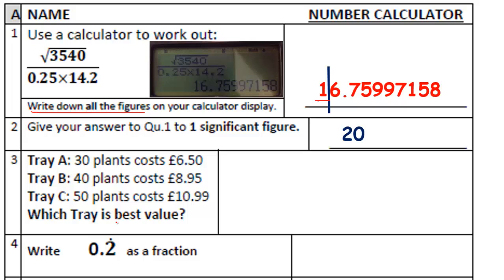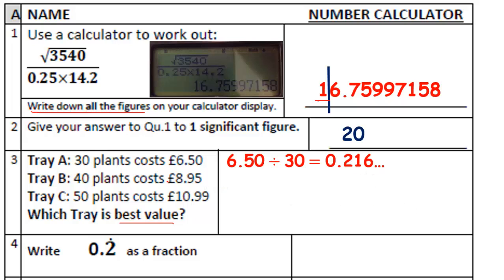Question 3. Very common, this type of question. It's a best value question. And what we want to do is to work out the cost of one plant, right? So if in tray A, 30 plants cost £6.50, so one plant will cost £6.50 divided by 30. Work that out. Write down more than 2 decimal places. Well, you don't need to write everything down, but I always just write down the first 3 decimal places.